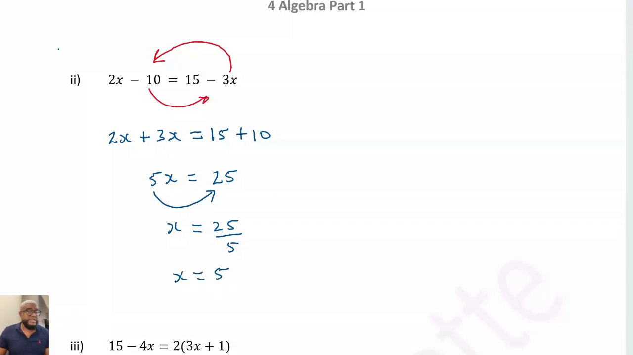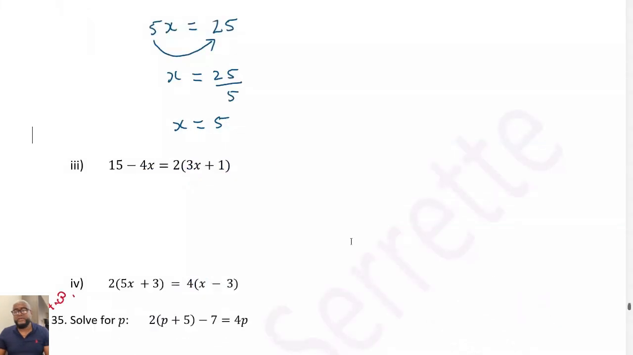There's no way to do it here. What is the first thing we need to get rid of here? The brackets. We need to get rid of them brackets. How do we multiply into these brackets here?